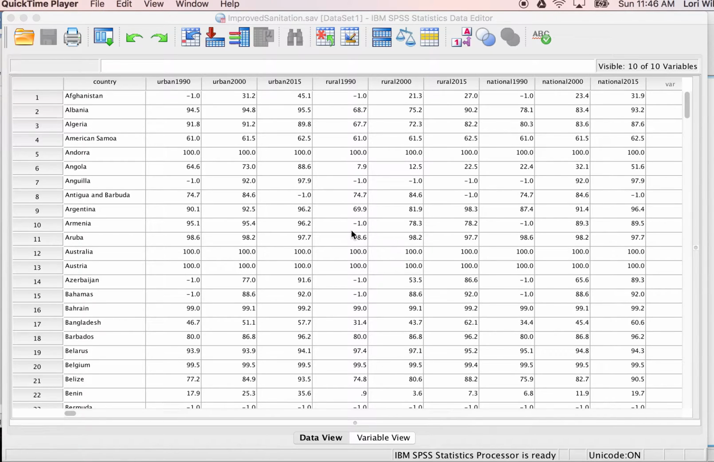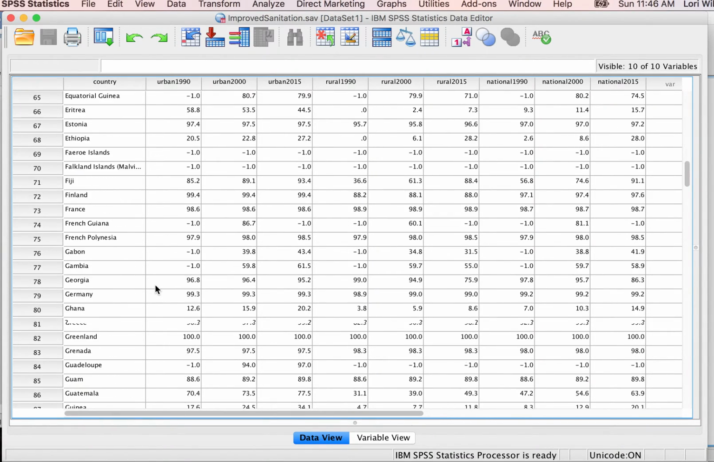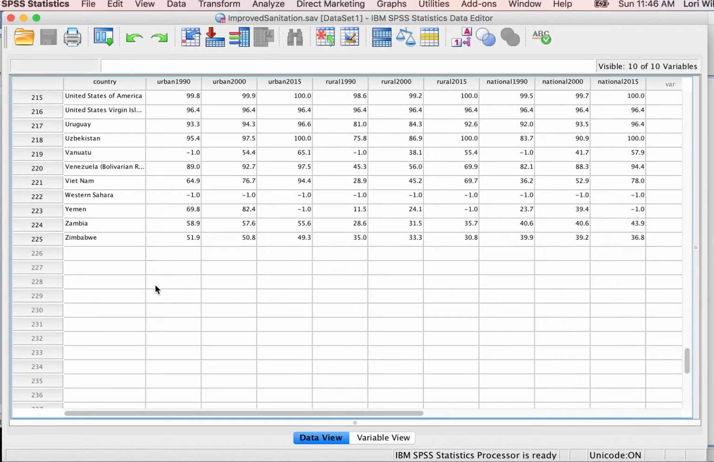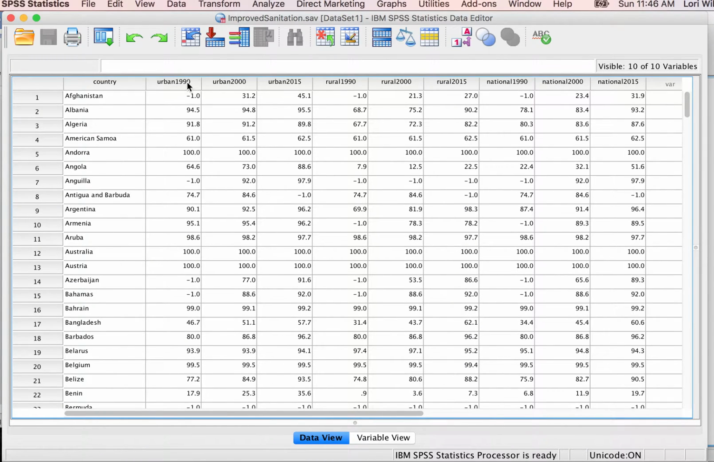So let's start off by orienting a little bit to this data set. It's called improvedsanitation.sav, and it has this variable view where you can see country. All the way here on the left hand side, you'll see that there are I think 225 countries in this particular data set. And then for each country, we have Urban 1990, Urban 2000, and Urban 2015. So this is the year 1990, 2000, and 2015, so a 25-year span.